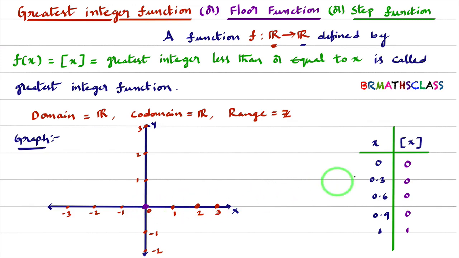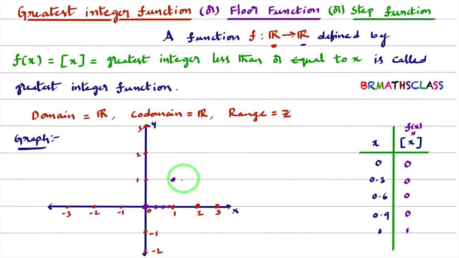So the 0, 0 is a part of the graph. This is included. 0.3, 0. Where is that 0.3, 0? It is on x-axis. 0.6, 0. Where is that 0.6, 0? Here that is 0.6, 0. 0.9, 0. This point 0.9, 0. When x is 1, f of x value is 1. Where is the point 1, 1? Here is the point 1, 1.